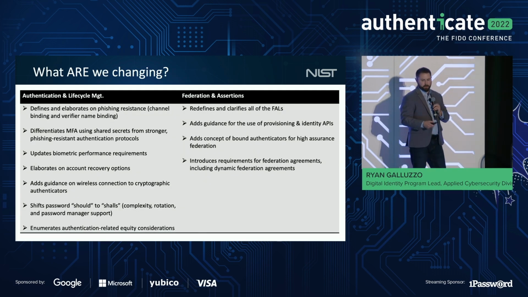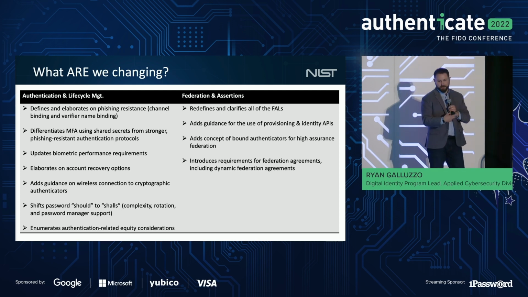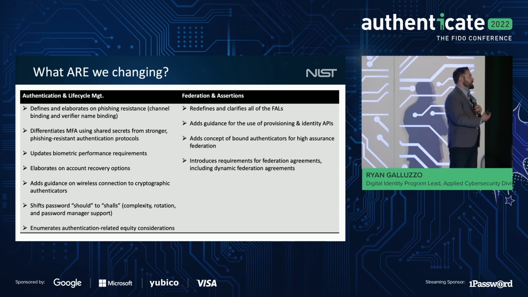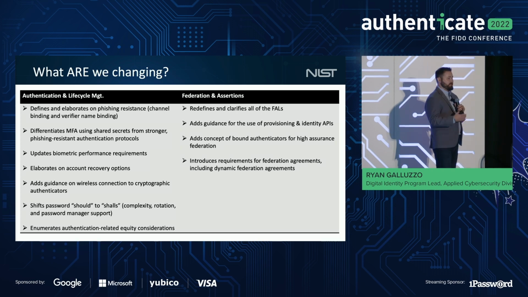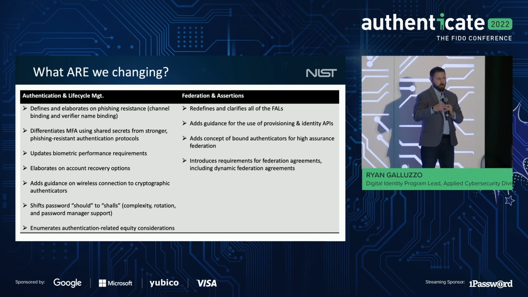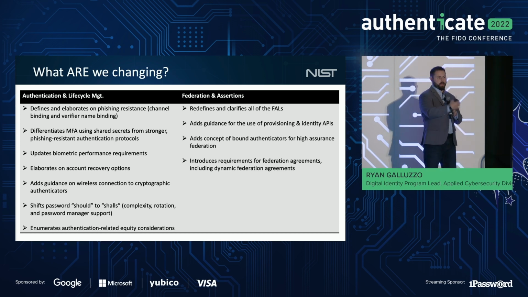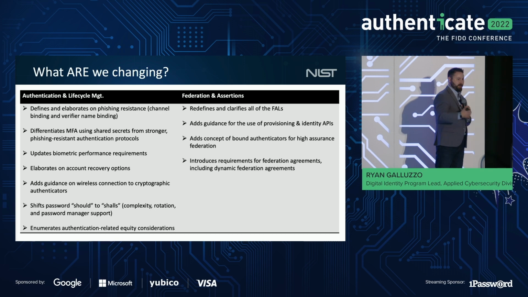And since we're at FIDO, I'm pretty sure that most people are going to be primarily interested in the authentication side of the house in 800-63B. It's not one where we've made as many changes as some of the other documents, but the big change and big focus here in 63B is on the concept of phishing resistance. So how do we establish and implement authenticators that support resistance without having to put the onus on the end user to try and figure out how to protect their own credentials, right? And this is done typically, and in our guidance, through channel binding and verifier name binding.